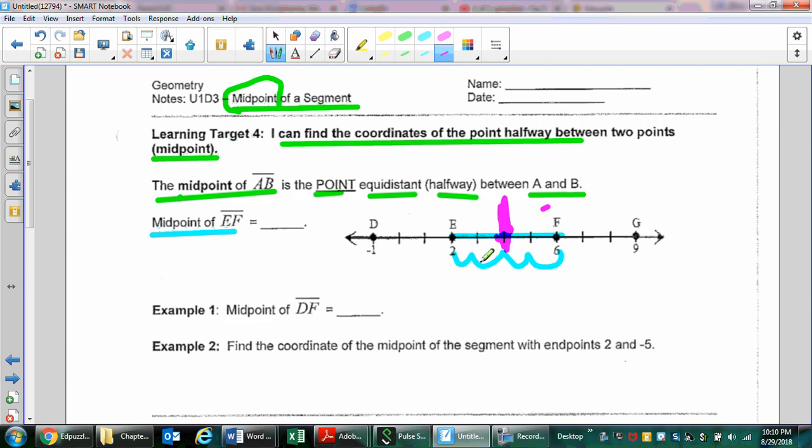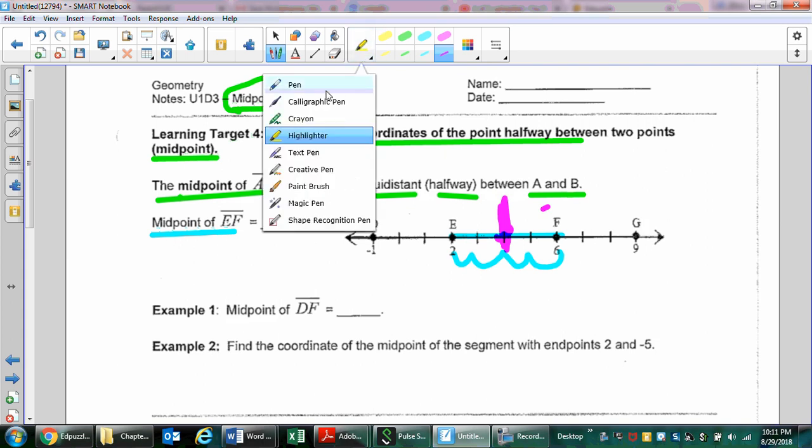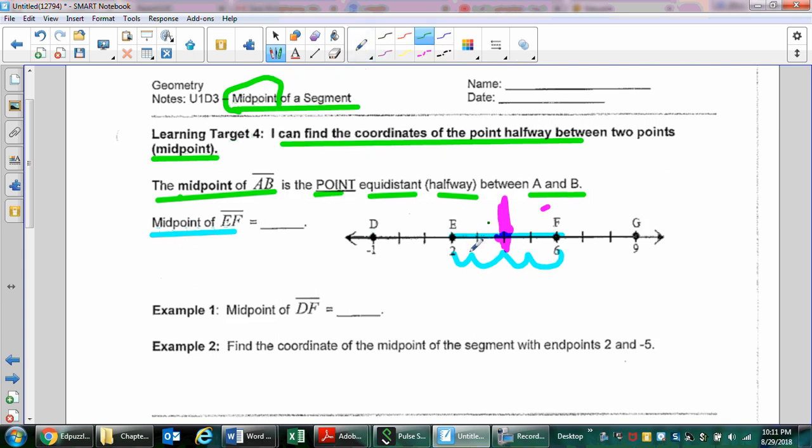So what is that location? This is 2. Let me change it into a pen. So this is 3, 4, 5, and 6. So where's the location at? The midpoint of EF is 4. Okay? So that's what you guys have to do.